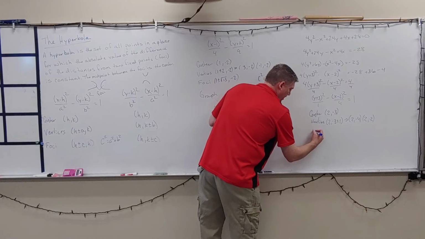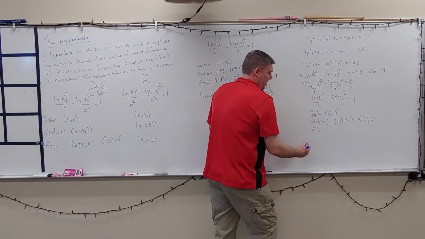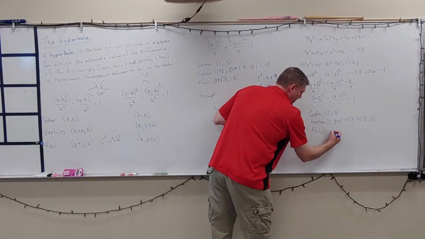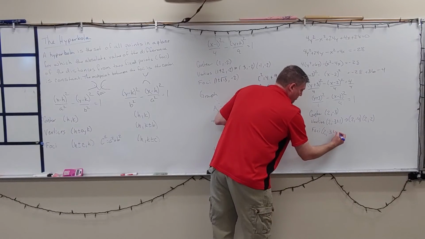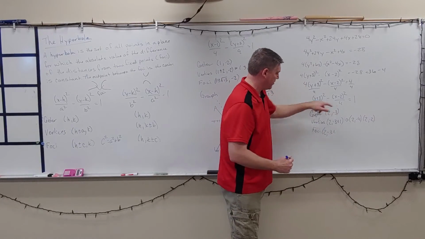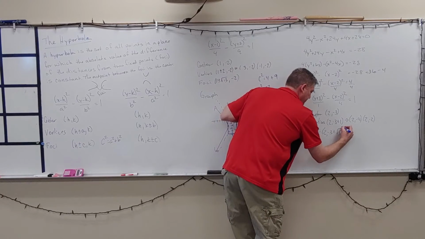All right. Now I'm going to look at my foci. My foci is going to be 2, negative 3, plus or minus. Now I add these together. 1 plus 4 is 5, so the square root of 5.